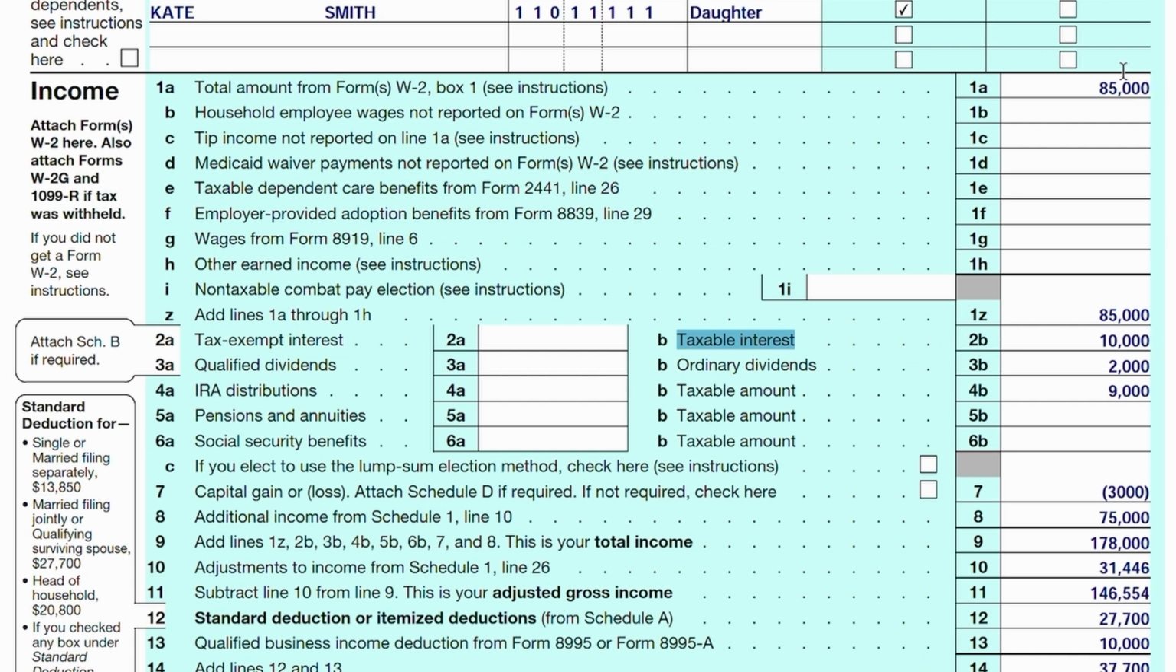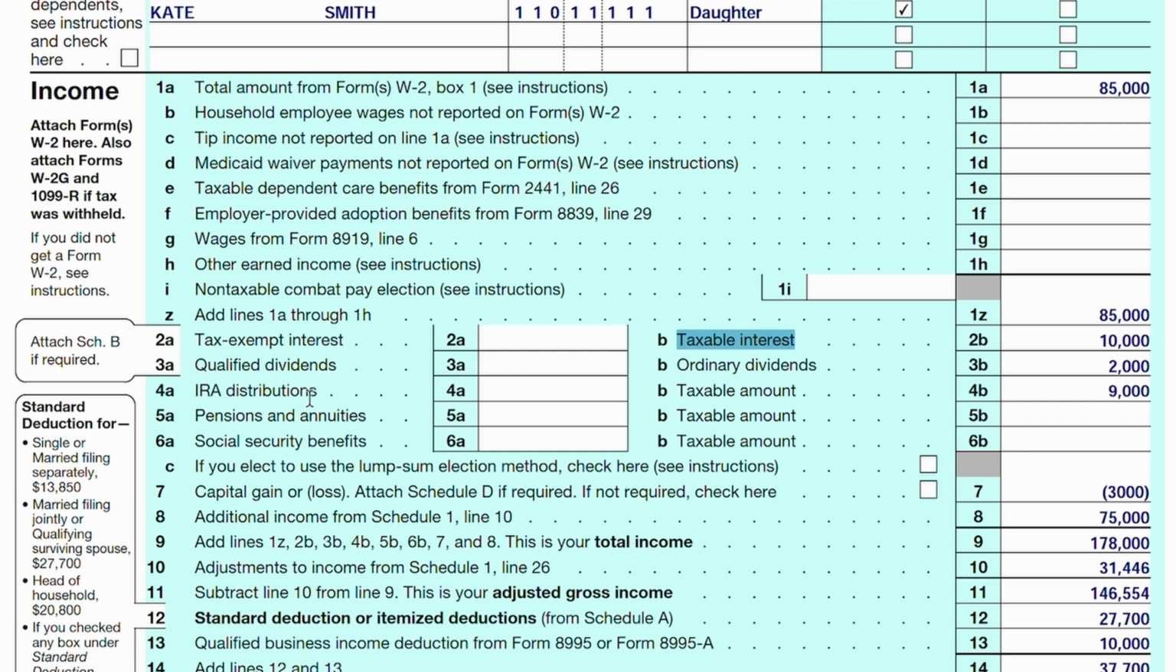So your 85,000 is your gross wage, 10,000 is your interest income, 2,000 is your dividend income, which is again first on Schedule B, and then from Schedule B it directly goes to Form 1040 page 1. Then there are other forms of income as well.